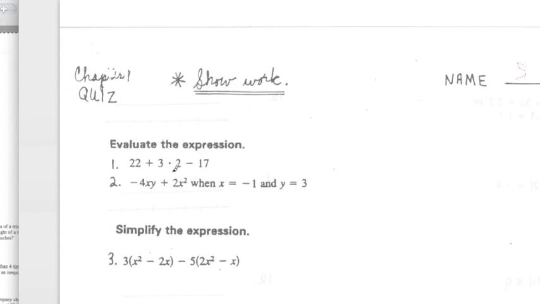Evaluate the expression 22 plus 3 times 2 minus 17. That dot is a times, and to use PEMDAS we have to make sure we multiply first. So we do, this is 22.